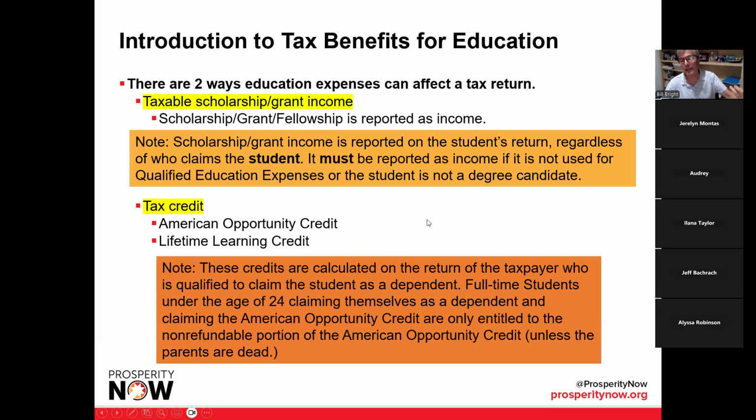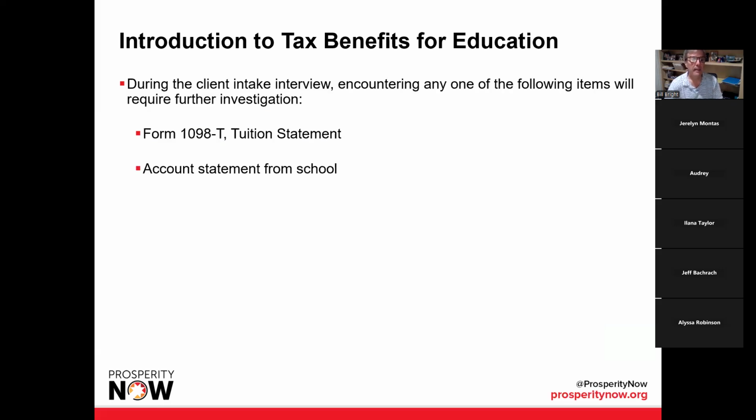Now, a tax credit, again, this is a refundable credit you get for the American Opportunity Credit and Lifetime Learning. They're calculated on the return of the taxpayer who's qualified to claim the student. So mom and dad are claiming junior and he went to college. Full-time students under 24 claiming themselves as a dependent and claiming the American Opportunity Credit are only entitled to the non-refundable portion of it. This is a two-part credit. Unless both parents are deceased.